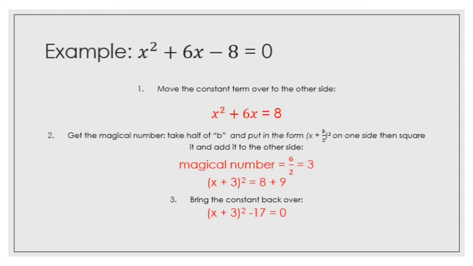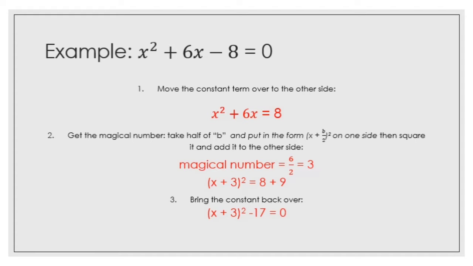So here's an example. We have x squared plus 6x minus 8 equals 0. We're going to move the constant term to the other side. So you're going to move the 8 to the other side by adding it on both sides. Now we're going to get the magical number. Here b is 6. So you're going to have 6 over 2 equals 3.